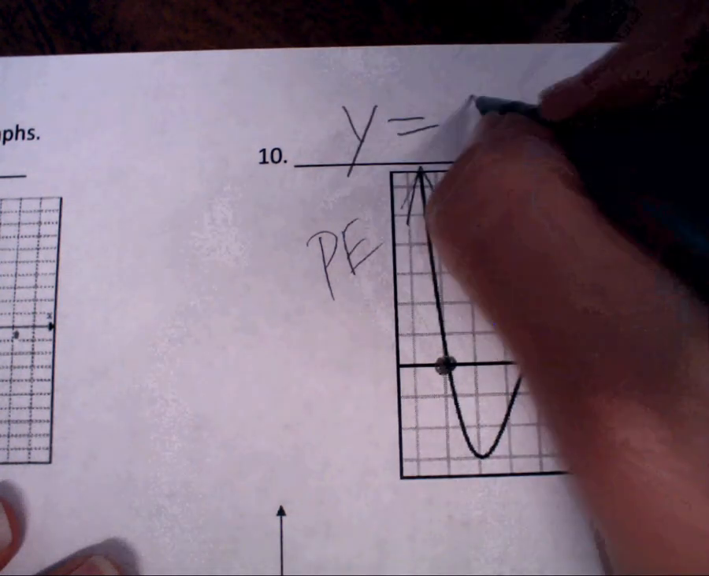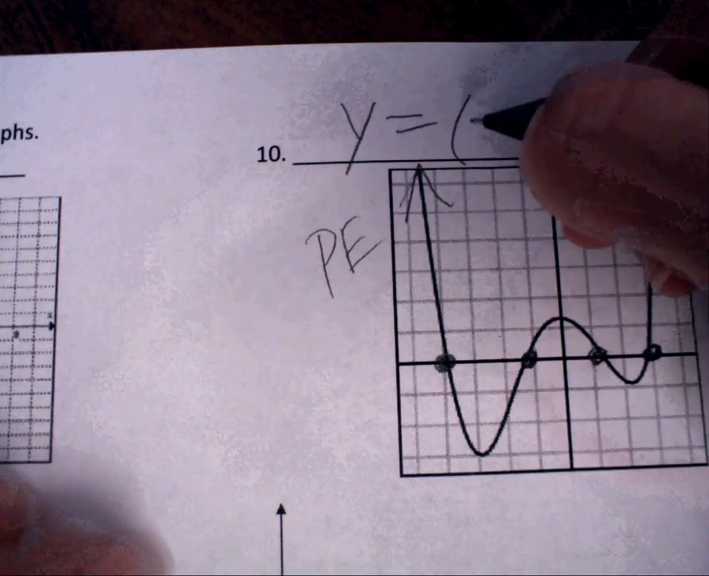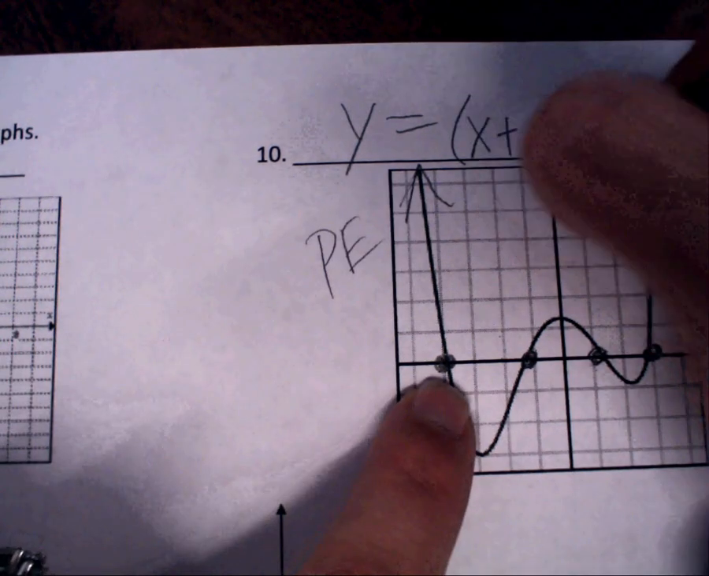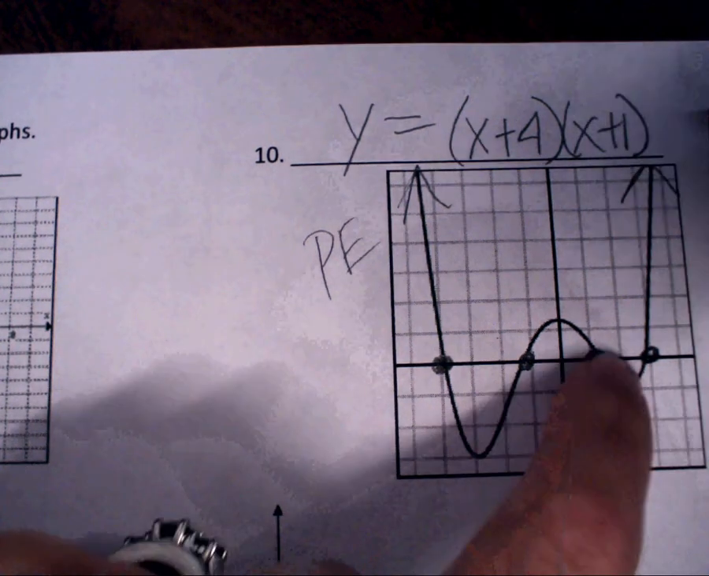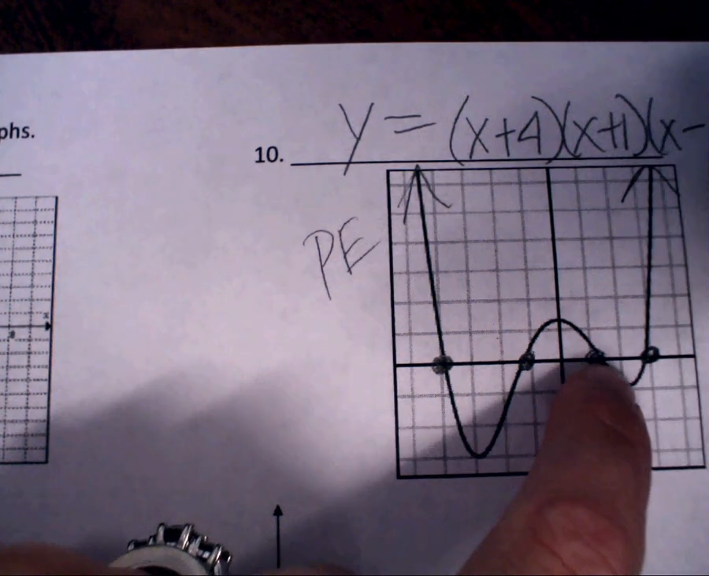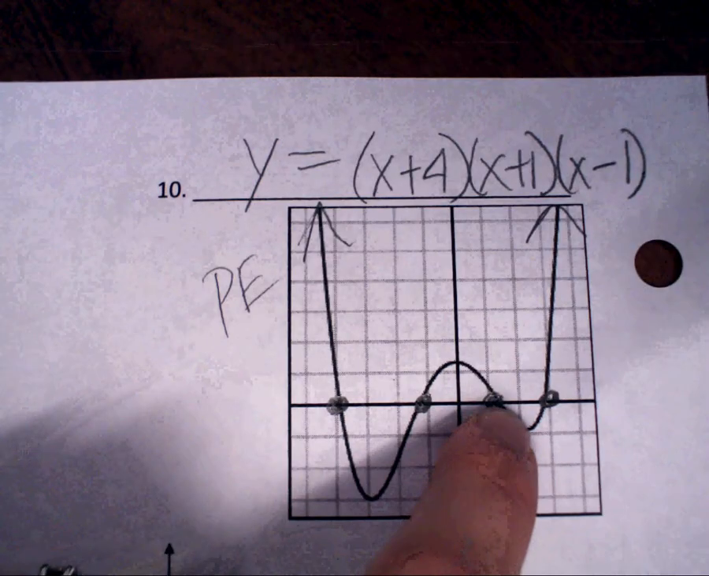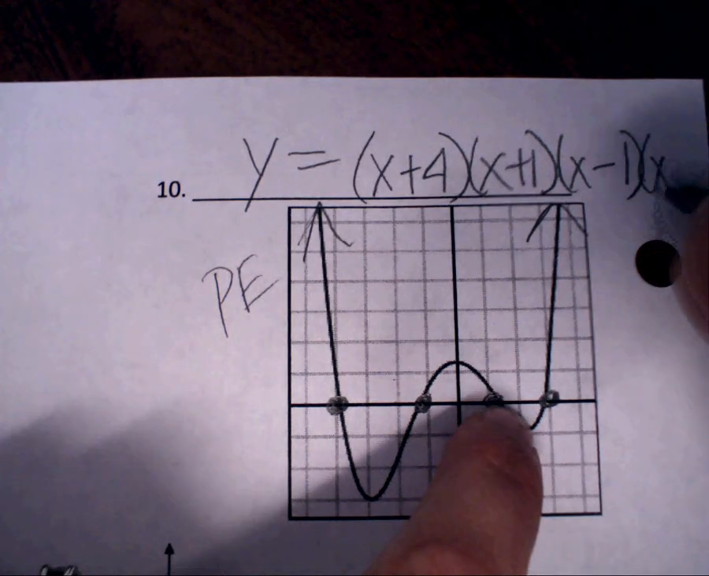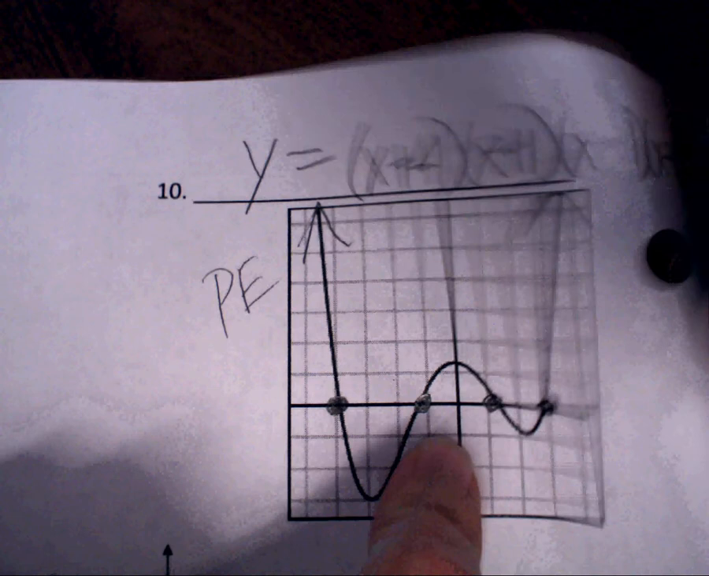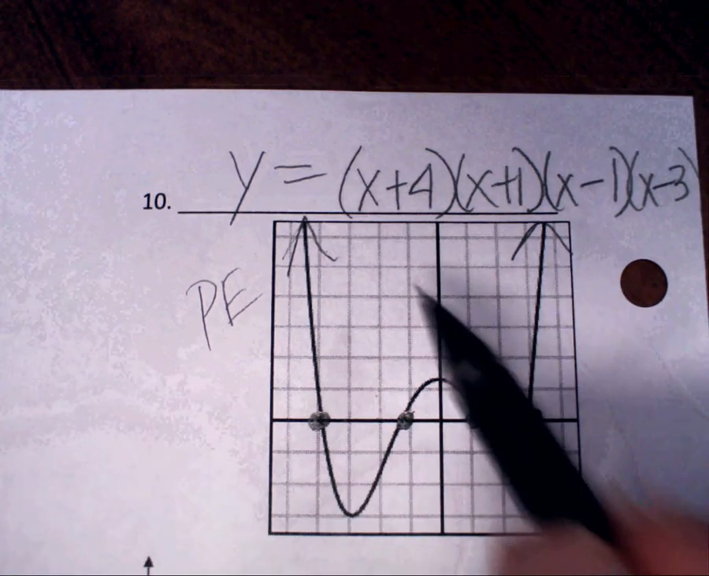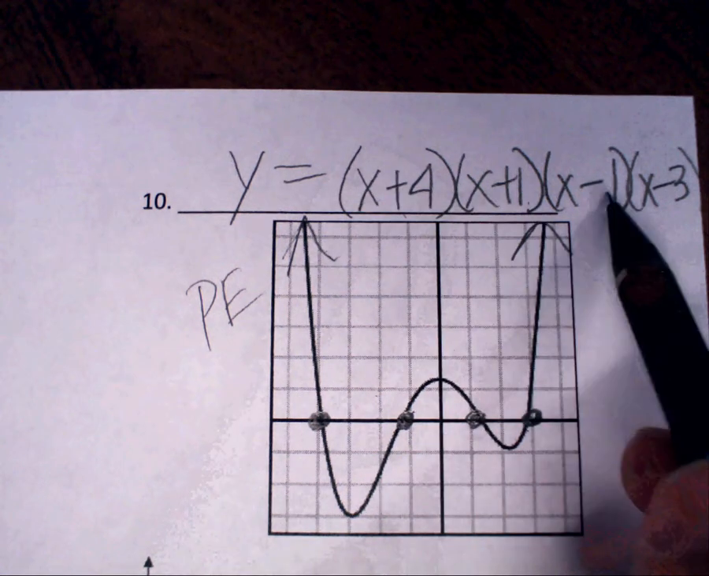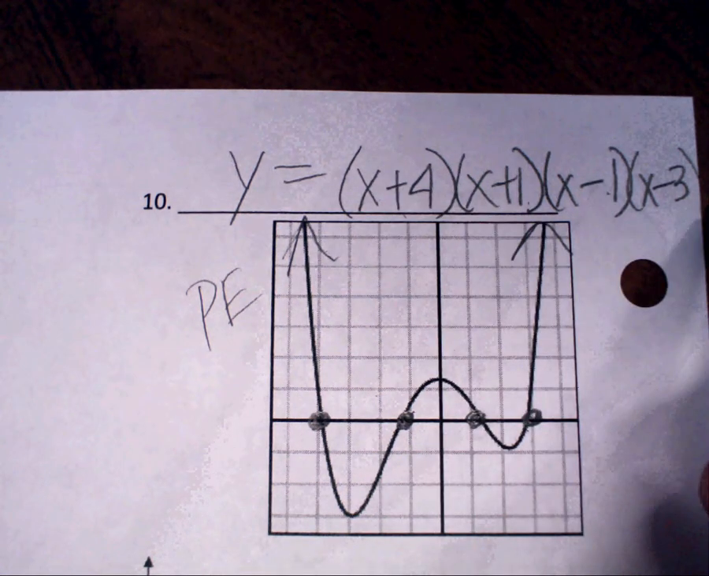So y equals, this is going to be, it's a -4, but it goes in as positive. That's a -1, but it goes in as positive. That's a +1, so it goes in as negative. And then the last one is x minus 3. Let me see, 1, 2, 3. Yep. Okay, and so you can see that there's 3 roots, positive even, and we're done.